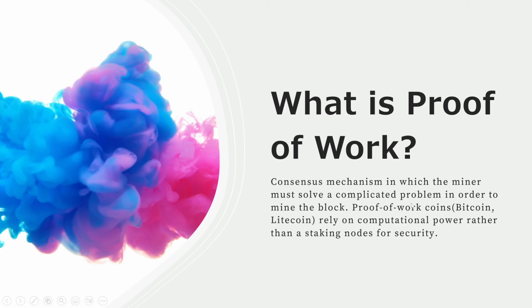Proof of work is a consensus mechanism in which the miner must solve a complicated problem in order to mine a block. The proof of work coins, Bitcoin and Litecoin, are two examples. I think Dogecoin is another. It relies on computational power rather than a staking of nodes for security.